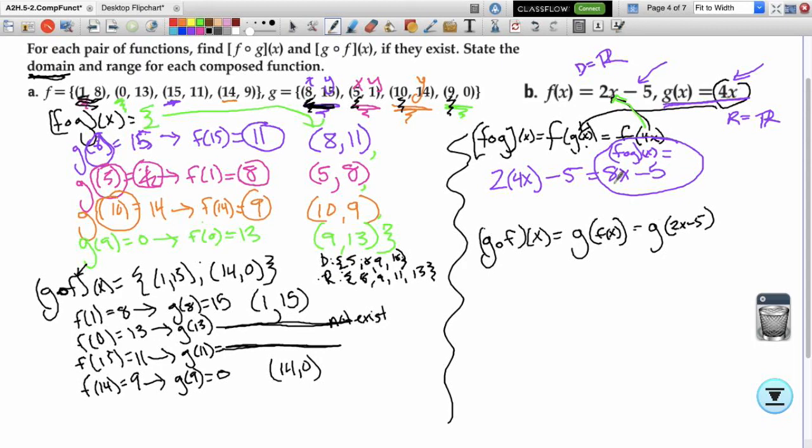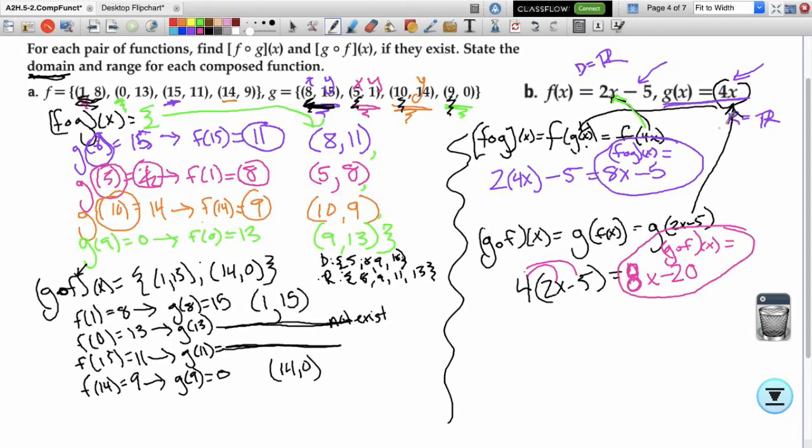Instead of 4x for our g function, I'm going to put 4. But again, instead of x, we're plugging in 2x minus 5. Okay. I would distribute that through. 8x minus 20, okay, is our g of f of x.